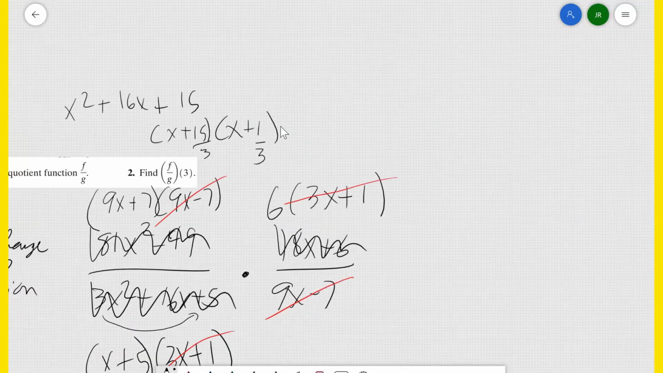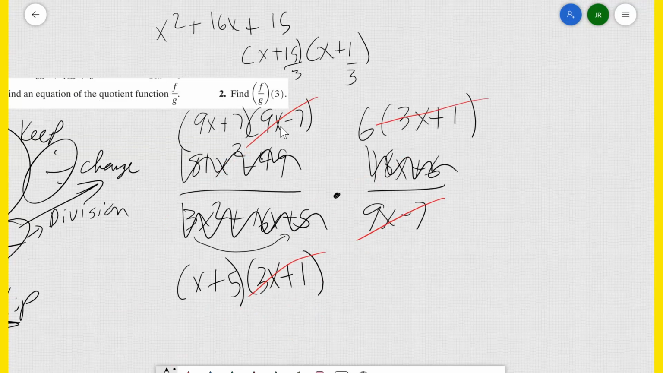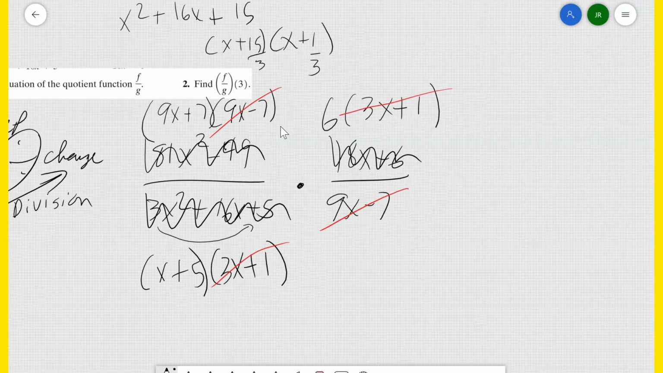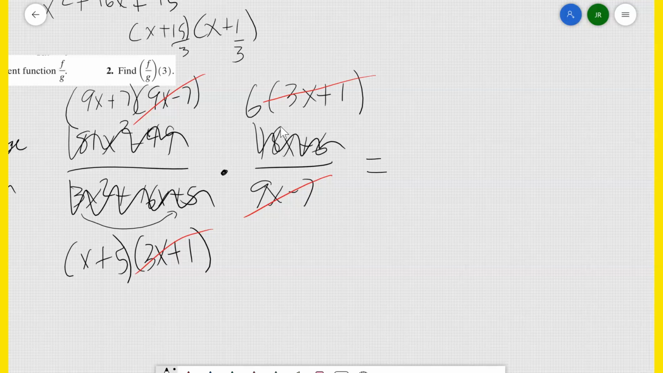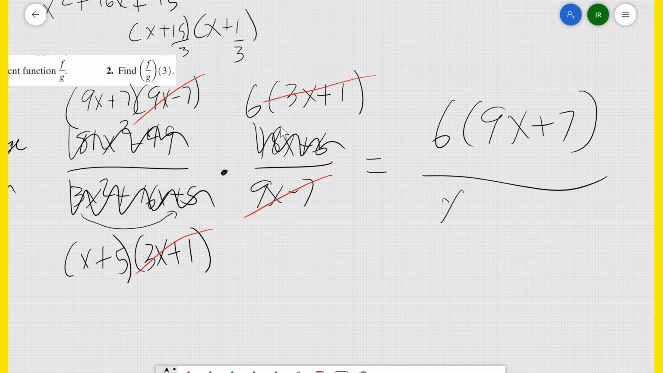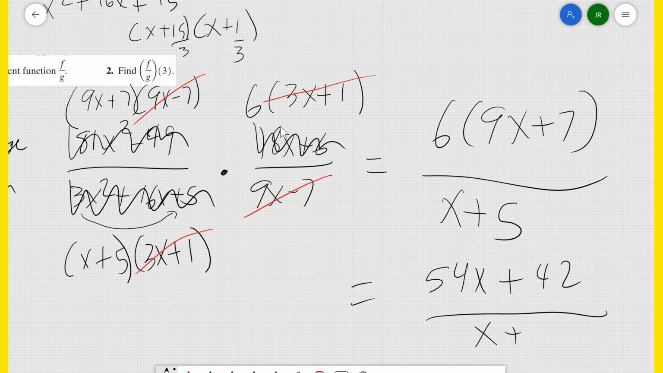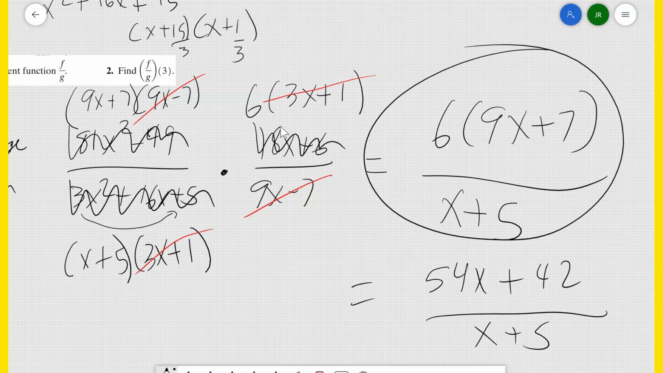So I think, wow, what happened to my screen? So I think I'm ready to write the answer. On top, I've got 6 times (9x + 7). On the bottom, I've got x + 5. If I wanted to distribute, I could rewrite the answer as (54x + 42)/(x + 5). And either one of these is a good answer.